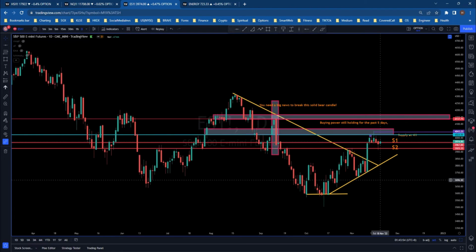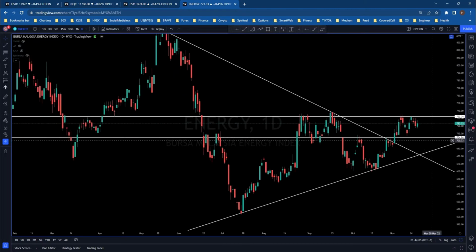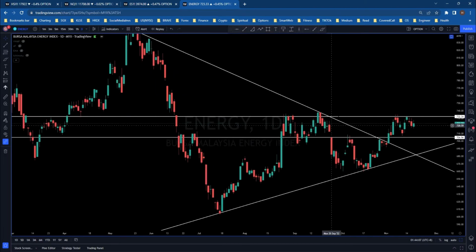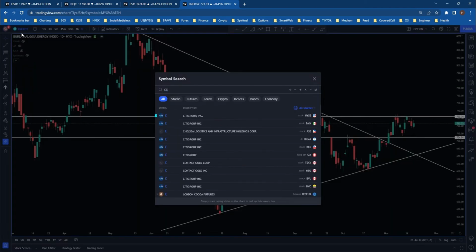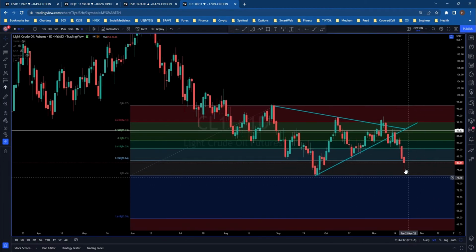So I think pretty much I wanted to cover these three main indexes. Let's move on to Malaysia. If you really take a look at Malaysia, let's look at energy. I think energy is pretty much moving sideways because of the crude oil. The crude oil is actually not doing well, because it plunged to $80, but somehow it went up. This is considered a good reversal.